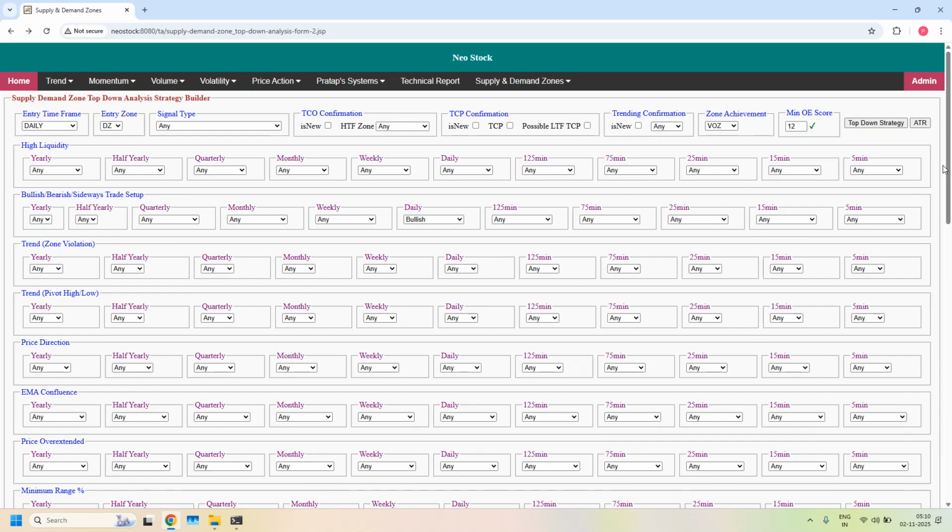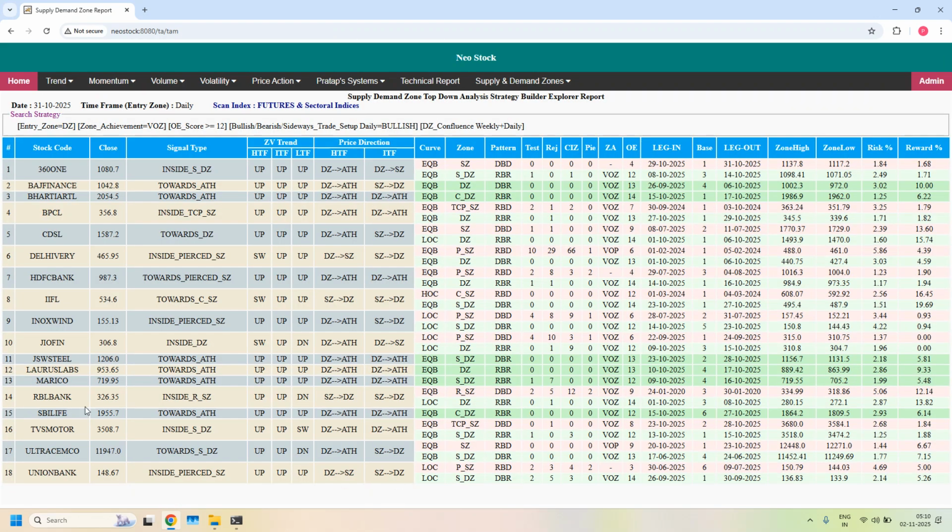By applying the strategy on those 24 stocks, we got 18 stocks. In all the 18 stocks, all these daily demand zones are overlapped with weekly demand zone. That means daily demand zone is part of the weekly demand zone. And also the weekly trend, the ITF trend, is up in all the stocks because it is a bullish trade setup. So I am further filtering this list based on weekly demand zone having weekly EMA confluence.